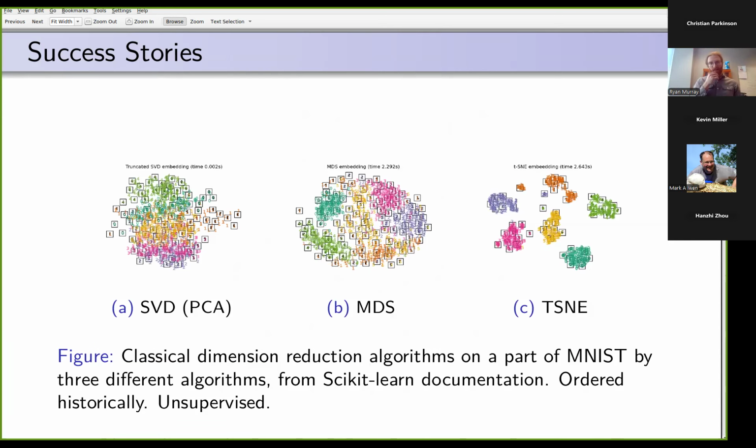And here, this is a graphic from the scikit-learn documentation. Some of you maybe have seen it before. It shows three different dimension reduction algorithms used to visualize this data set in two dimensions.